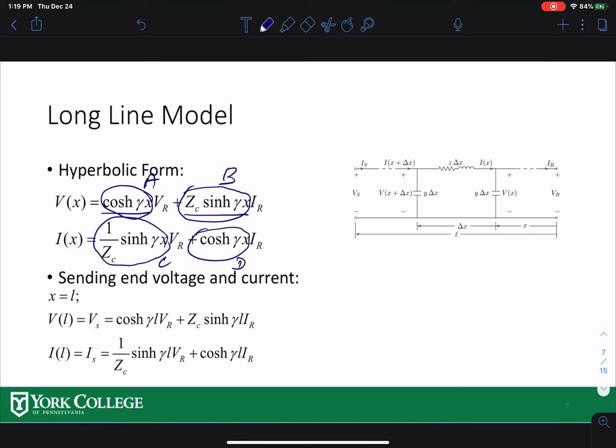Now if you go all the way to the sending end, if you just replace x with l, you can go all the way to the end of the line, which is the sending end, and find the sending end voltage. Again, this is your A, this is your B, this is your C, and this is your D. So that is the long line model. The long line model has the advantage that you're taking one small section at a time and modeling it, so you can have the parameters at any point of the line.